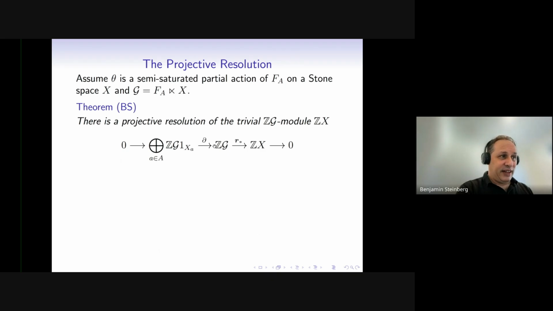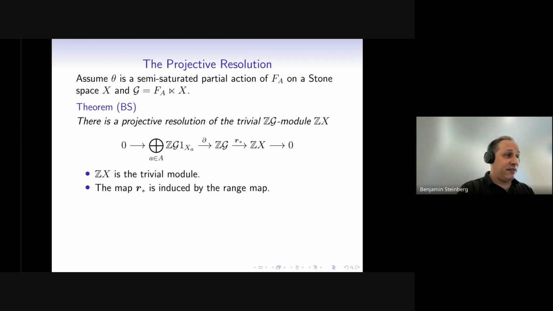So what is the module? Here's ZX. That's my trivial module. Then I take the ring, which is a projective module because it's unital. I'm assuming it has a compact unit space X, so it's unital. Then I take the map induced by the range map. The range map is a local homeomorphism, so it induces a map. And then I take the direct sum of ZG times 1_{X_A}. So 1_{X_A} is an idempotent. X_A is a compact open subset, so it's a bisection. I can take 1_{X_A}, and that's an idempotent. And so this is a projective module, and one has to show that the sequence is exact.